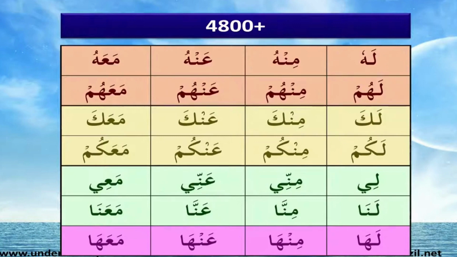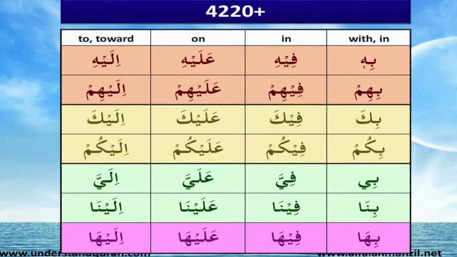So the meaning for ba is in or with. So bihi means in him, or with him. The letter ba has two meanings, with and in. And fi is also meaning in. On is ala, and to or towards is ila. There's a difference between ala and ila. Okay, so bihi, bihim, bika, bikum, bi, bina, biha.